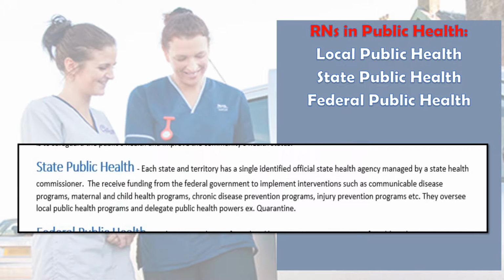At the state level, each state and territory has a single identified official state health agency that's managed by a state health commissioner. They receive the funding from the federal government to implement interventions such as communicable disease programs, maternal and child health programs, chronic prevention programs, injury programs. All of that is coming from the state level. It's trickling down to the local public health level. They oversee the local public health programs and they delegate the public health powers, such as whether we need to quarantine a certain population. Okay?